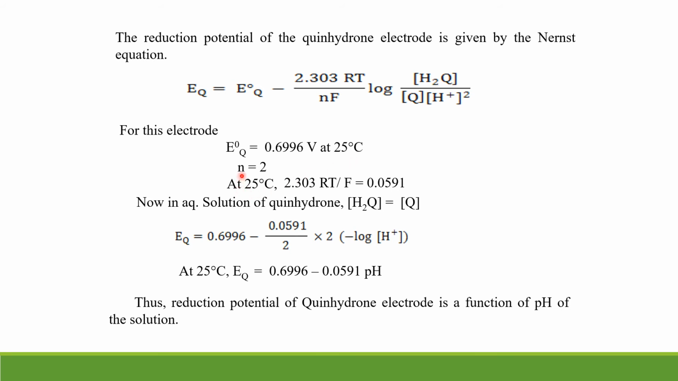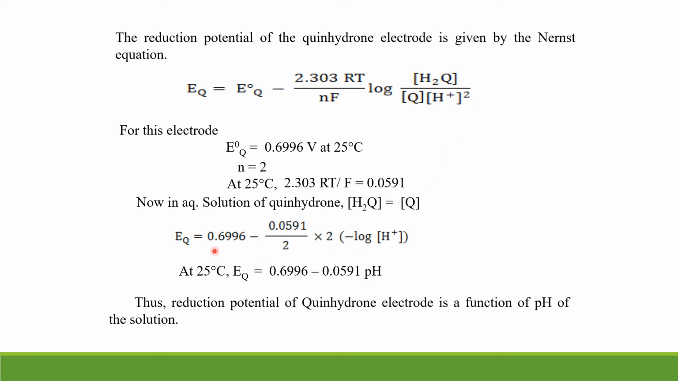There is a 2 electron change, so the value of n is 2. The value of n, that is the number of electrons exchanged, is 2, and at 25 degrees centigrade we know that 2.303 RT divided by F has the value 0.0591. Now in an aqueous solution of quinone and hydroquinone, that is quinhydrone, the concentrations of hydroquinone and quinone are the same. So the equation becomes 1 divided by H plus raised to the power 2.